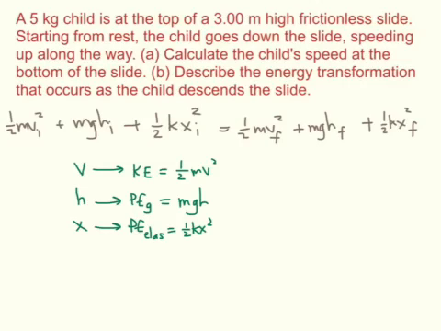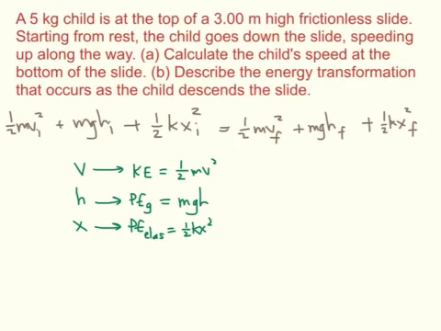Now let's read the problem and look for speed, height, compression. A 5 kilogram child is at the top of a 3 meter high frictionless slide, starting from rest. Wait, 3 meter high, that's information about height. Then it says, starting from rest, the child goes down the slide, speeding up. Aha, we gain speed. A, calculate the child's speed at the bottom of the slide. And then B, describe the energy transformation that occurs as the child descends.